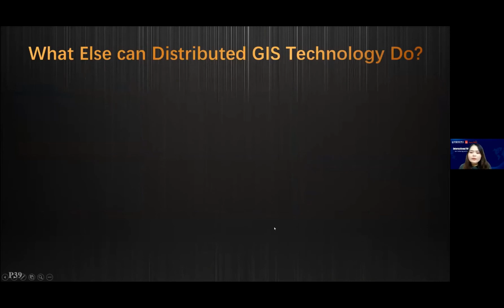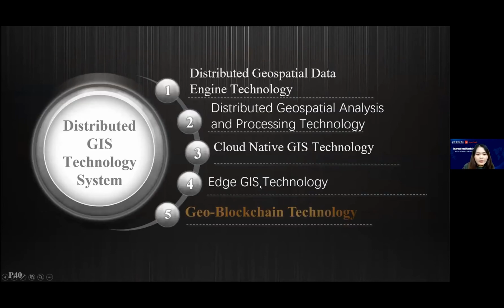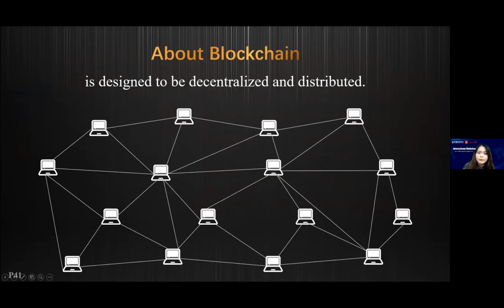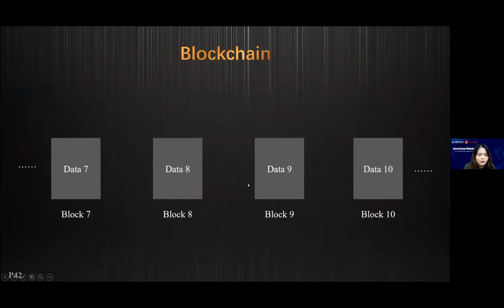So now it seems that our GIS system is very powerful and stable, but here's one thing we didn't mention, which is data credibility. How could we keep our spatial data safe? Nowadays, blockchain technology gives us an answer. And what is blockchain? The blockchain is designed to be decentralized and distributed across multiple machines. Here's the workflow of blockchain.